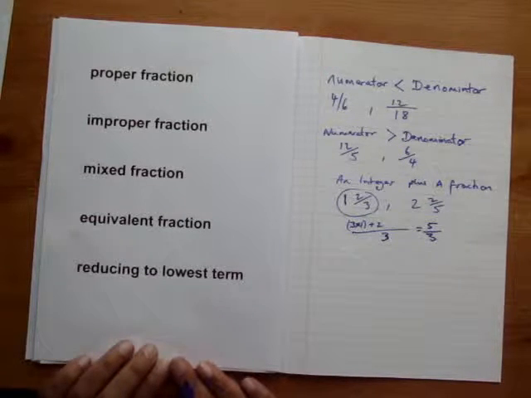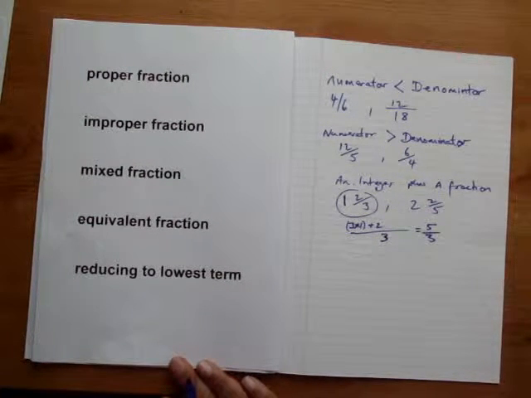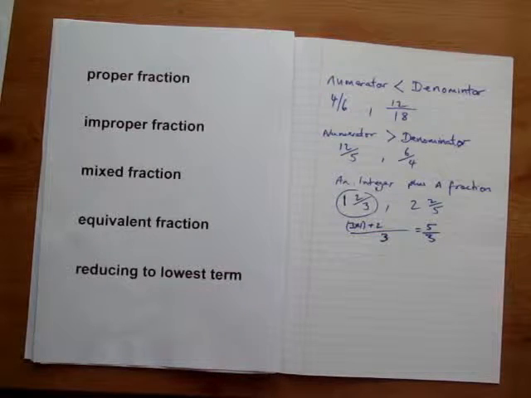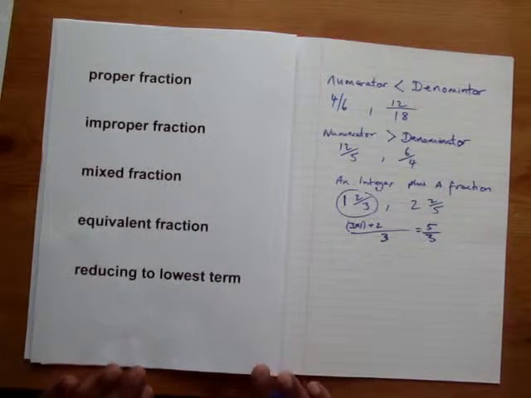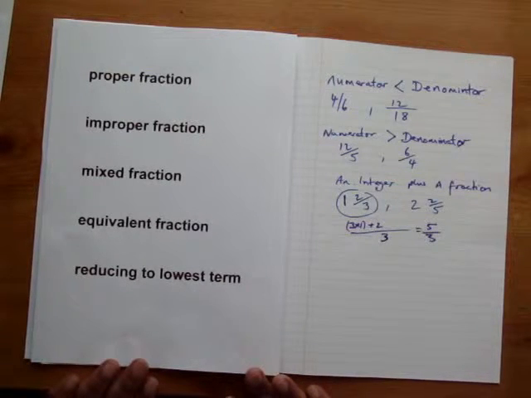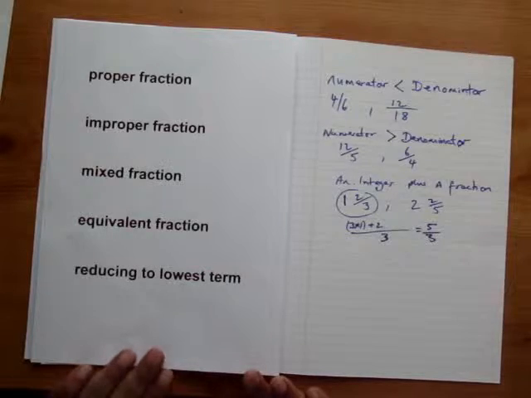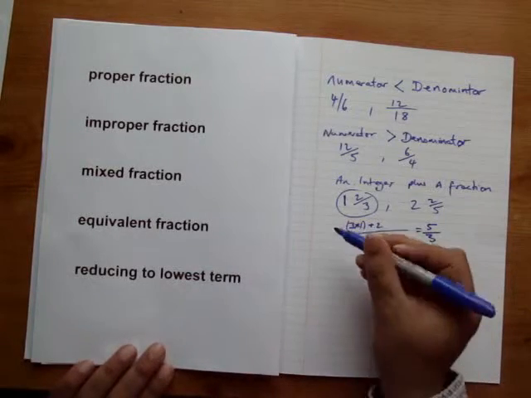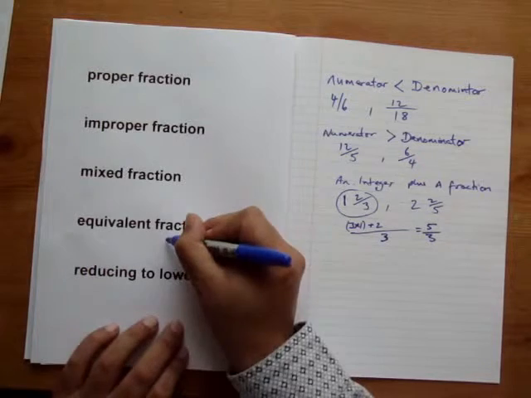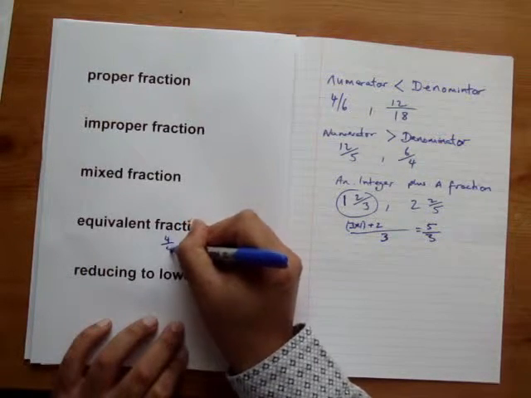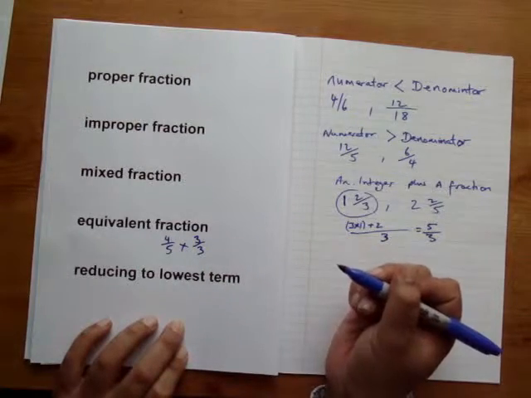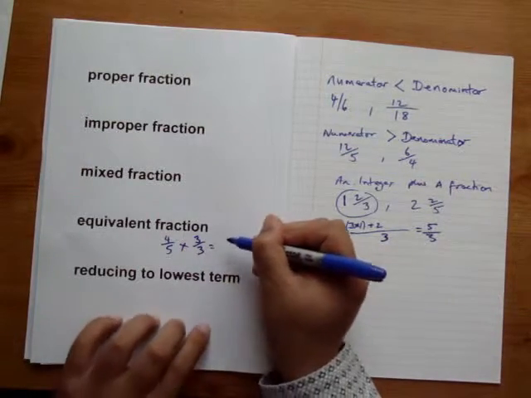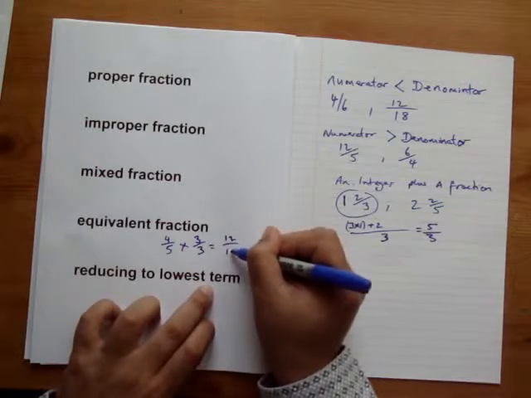What do we mean by equivalent fractions? An equivalent fraction is obtained when we multiply a fraction, both the denominator and the numerator, by the same number. For example, if we have 4/5 and multiply by 3/3, we get 12/15.